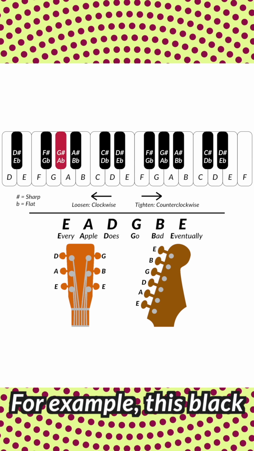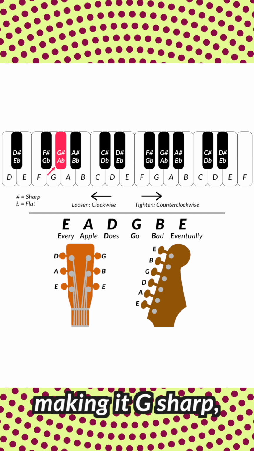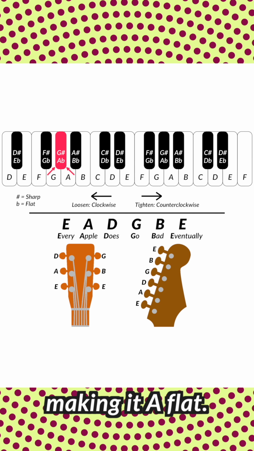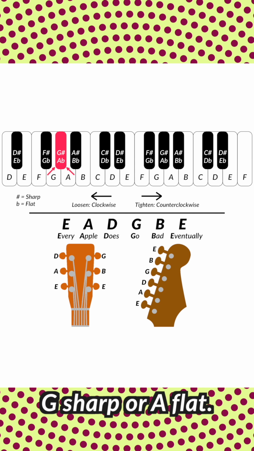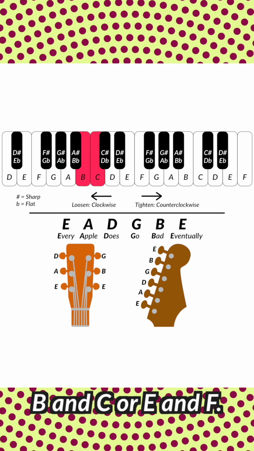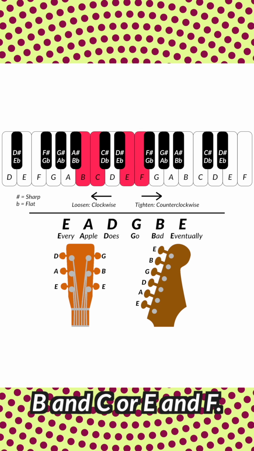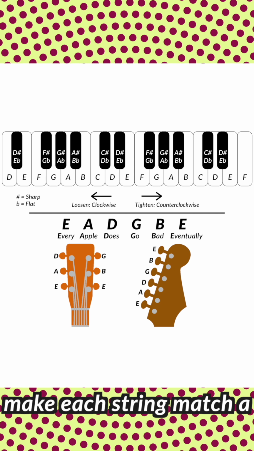For example, this black key is between G and A. It is to the right of G, making it G sharp, and to the left of A, making it A flat. So this black key is G sharp or A flat. The one other thing to note here is that there is no black key between B and C or E and F.